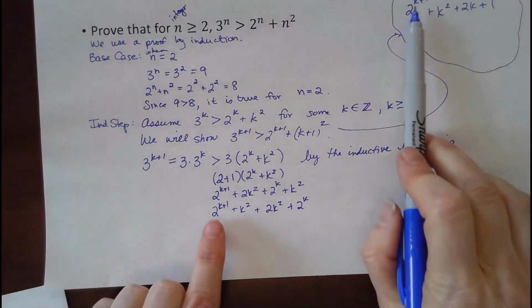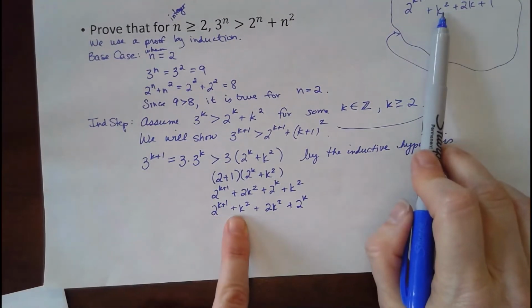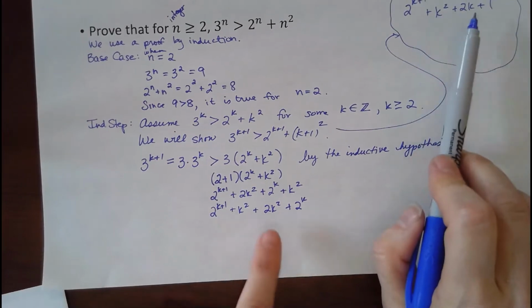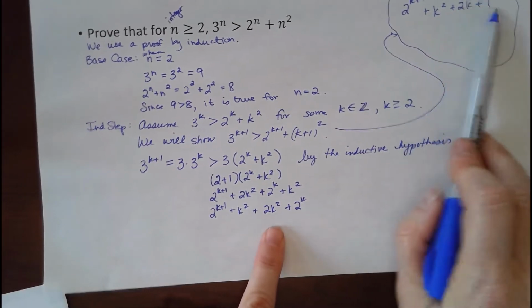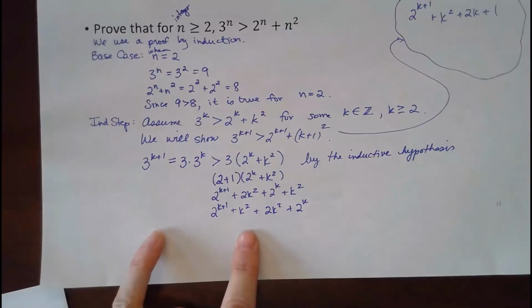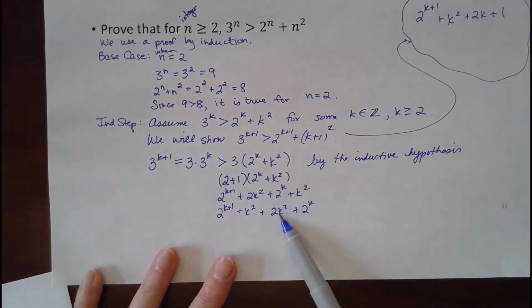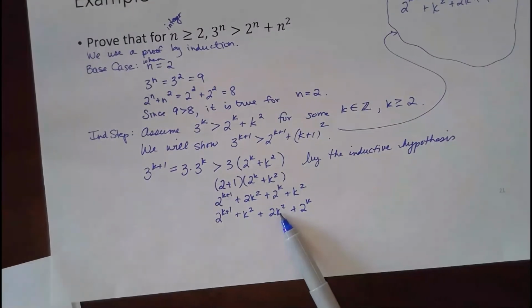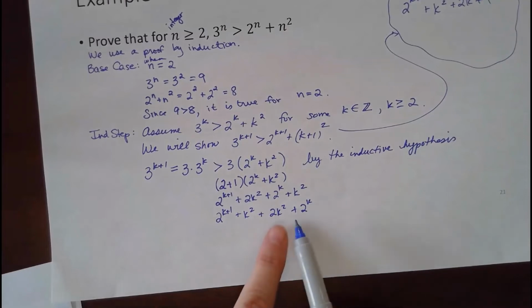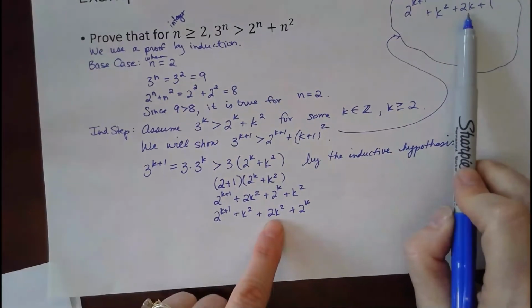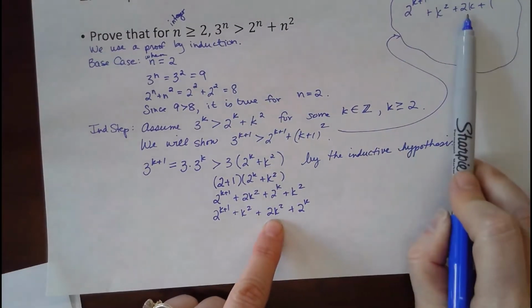So right now I have two things that match. And now I just have to think about the relationship between the other two things down here and this thing down here. Okay. So let's compare this one and this one. So, like, what do you feel? What's bigger, 2k squared or 2k?